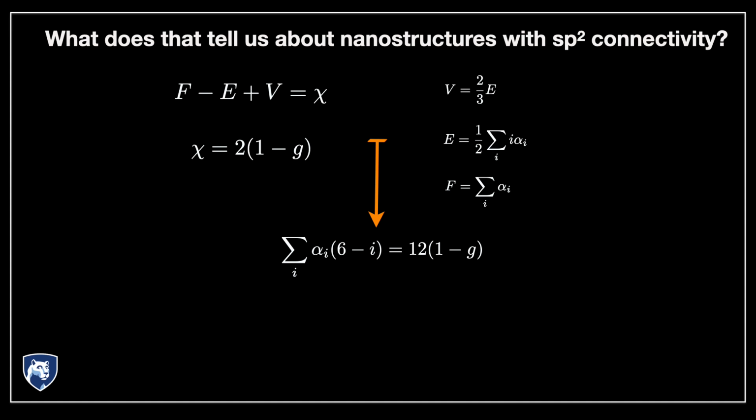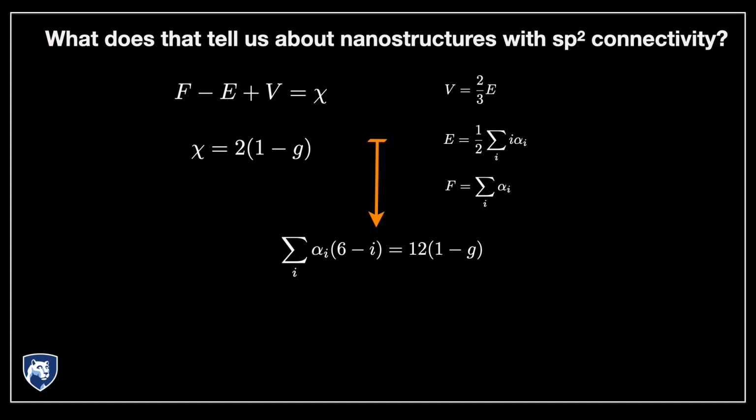Indeed, each time you add a hexagon, in other words, when you increase alpha I, this does not contribute to the sum because you have 6 minus I. So for I equals 6, you can have any alpha I you want. That's also the reason why you can grow an sp2 carbon nanostructure by adding hexagon after hexagon without changing the shape of the system. But if you want to change the shape of the structure, you need to add defects like pentagons, heptagons, and so on and so forth. But we actually can even simplify this further.